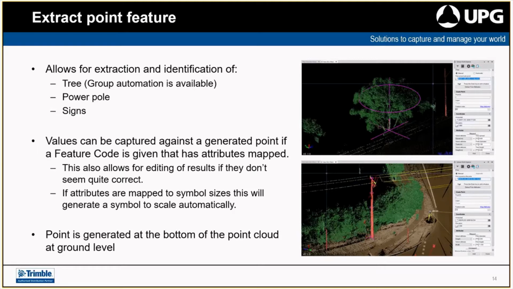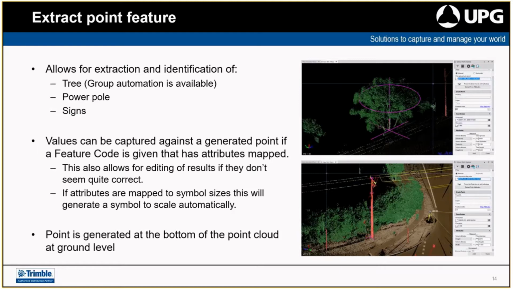The other thing is that once you have attached it to a feature code, in this case, we are able to edit the parameters that have come out of this. So if the system has not picked up the tree correctly or to what you would see as satisfactory, you can modify the parameters and it will update in the view, so you can see what the modifications have done to better identify that tree.